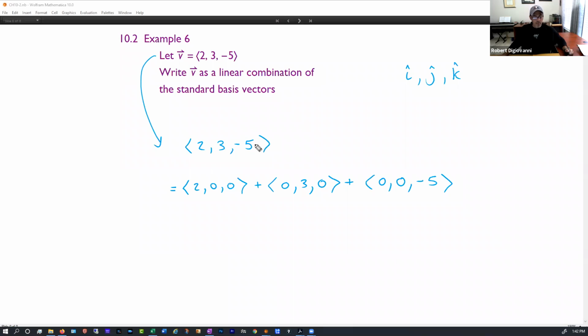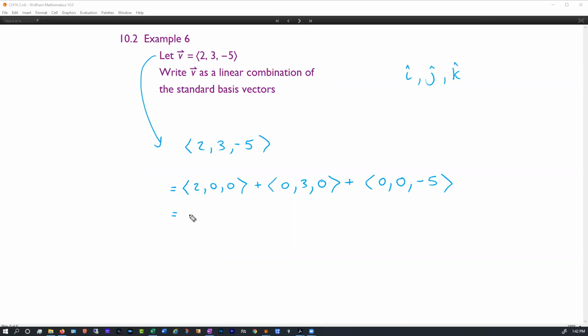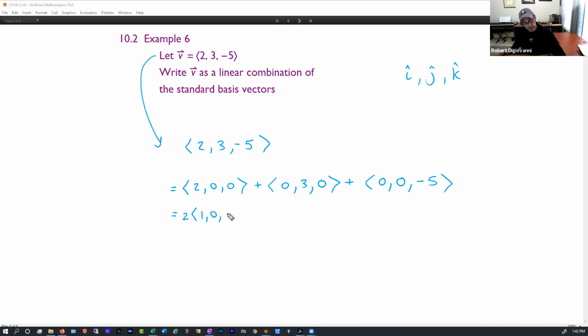Yeah? Okay, now what I'm going to do is factor the scalar 2 out of the first one. On the second one, I'm going to factor the scalar 3 out. And on the last one, I'm going to factor the scalar -5. So I'm going to actually write -5, 0, 0, 1. Okay, so I could do that, right? If I do that, it's the same thing.